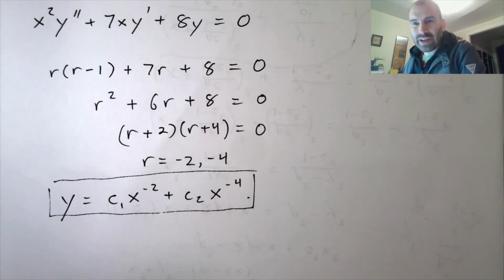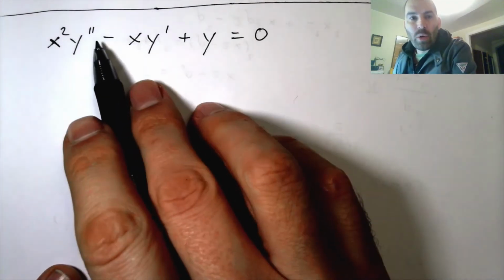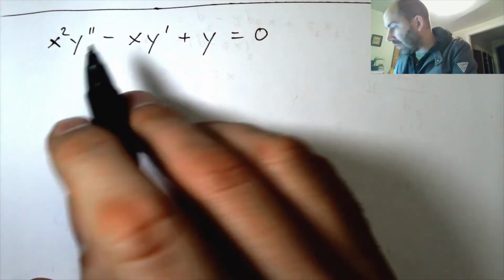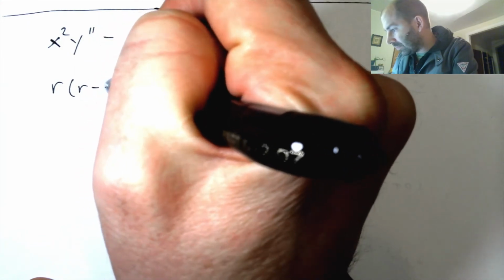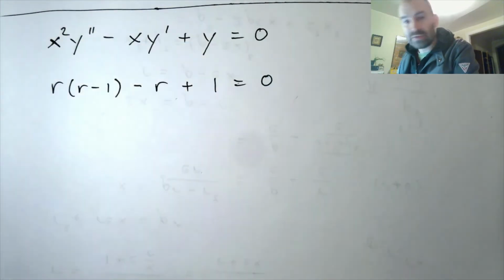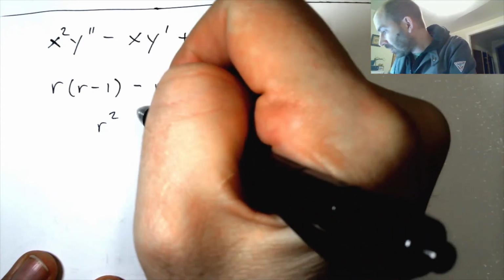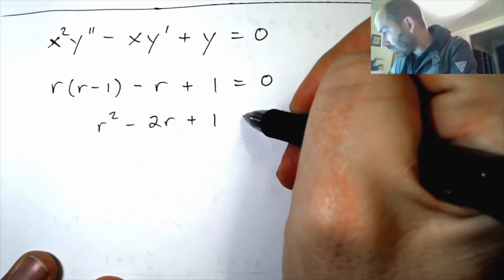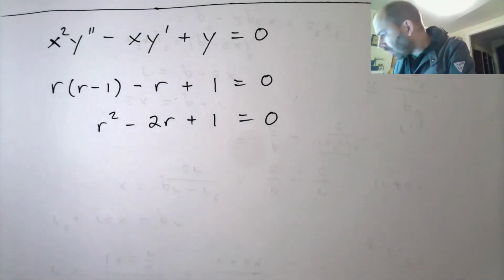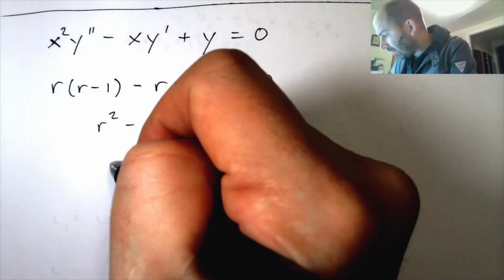Okay, let's go to our next example. Okay, here's our next example. Again, it's an Euler equation. So let's check it out. The indicial equation is going to be as follows. Let's multiply it out, see what we get. Okay, so let's see, I don't see a nice way to factor it, so let's go ahead and use the quadratic formula here.